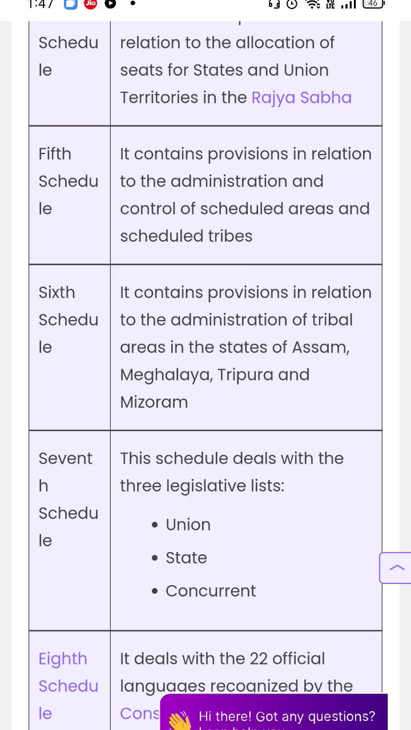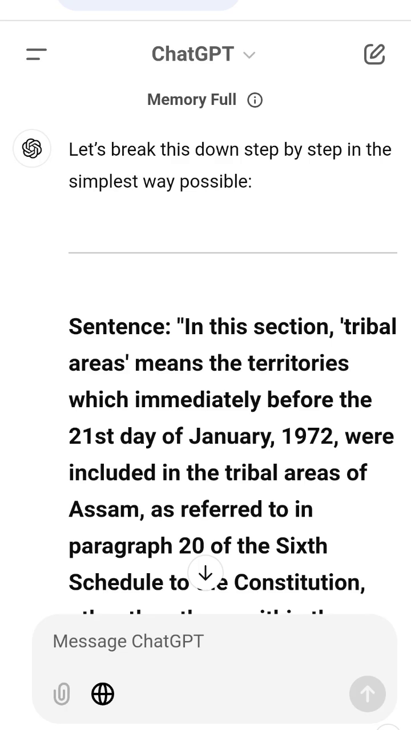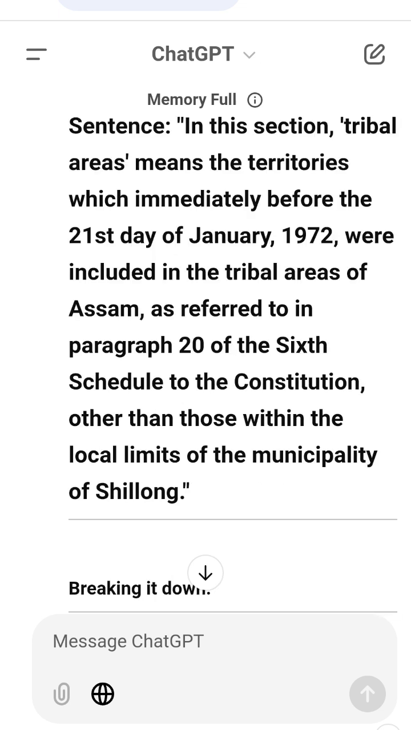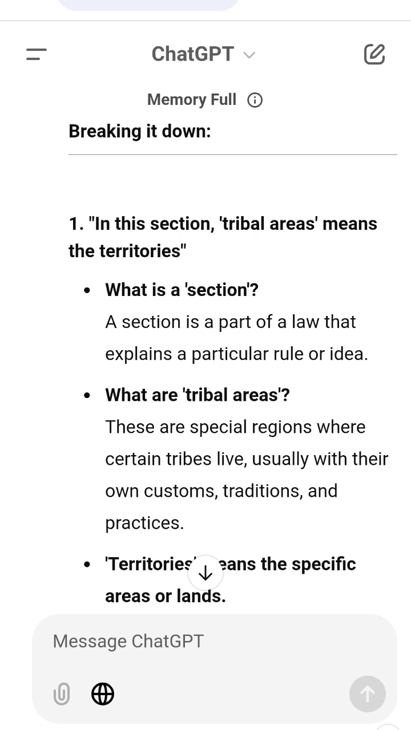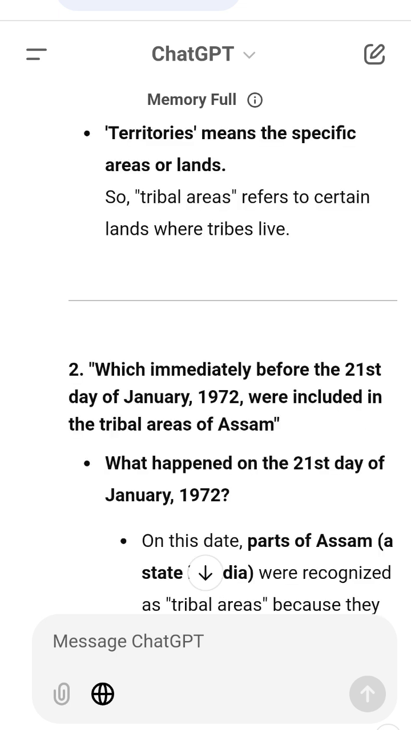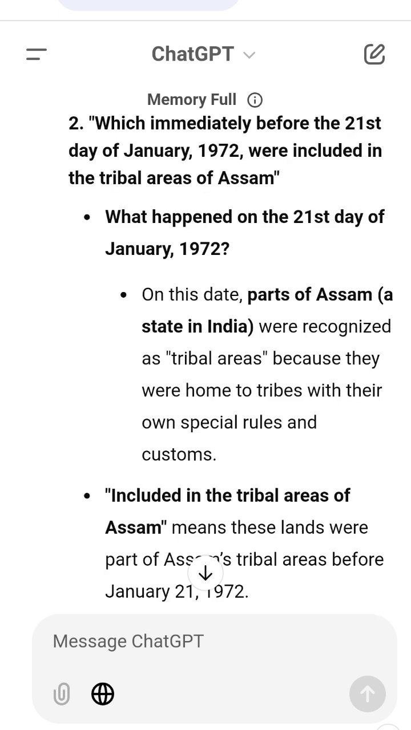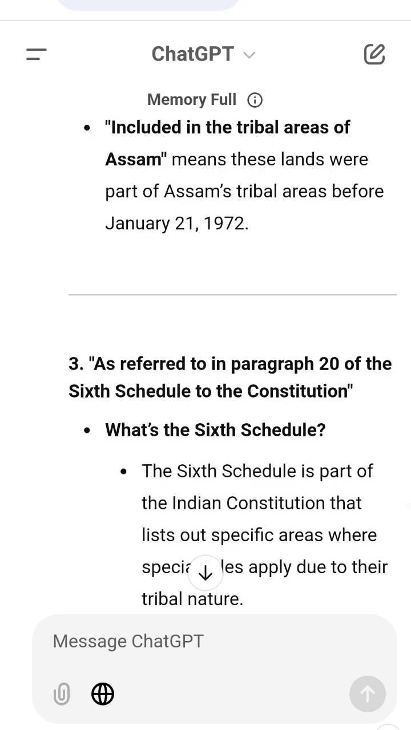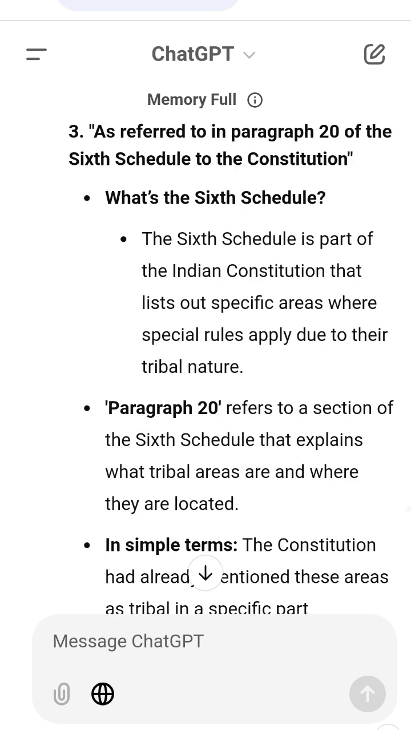2. On such date as the central government may, by notification in the official gazette, appoint. Who is the central government? The central government of India, which manages the entire country's rules and regulations. What is a notification in the official gazette? The government announces important things like new laws or changes through a publication called the official gazette. What's the meaning here? The central government will decide on a specific date when this rule about tribal areas will start applying, and they will notify it through the gazette.